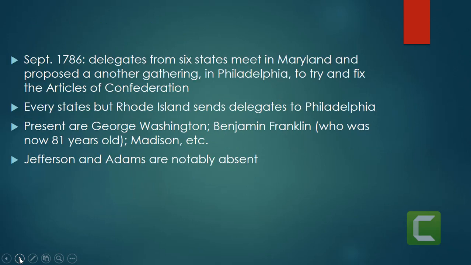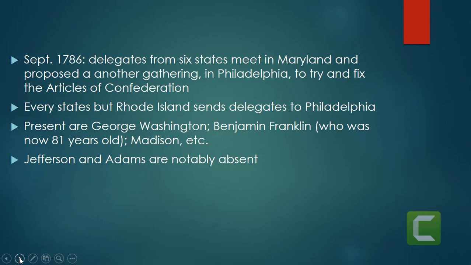So, first step is to gather everybody back together to have a conversation about what they're going to do about all of this. So in September of 1786, delegates from 6 states meet up in Maryland, and they decide that what they need is another meeting. So they set up another meeting, this one to be held in Philadelphia, with the plan to try and fix the Articles of Confederation. So initially the idea is just to fix, to tweak, to adjust the Articles of Confederation.